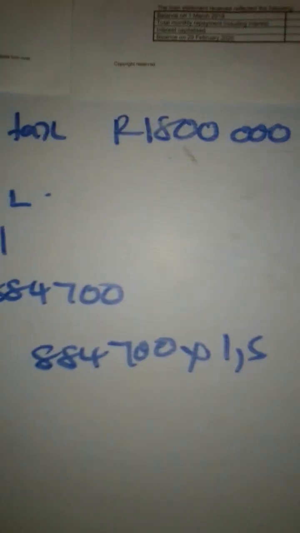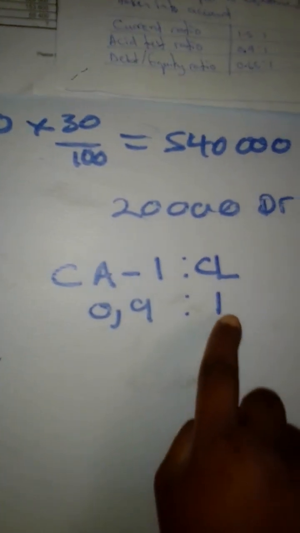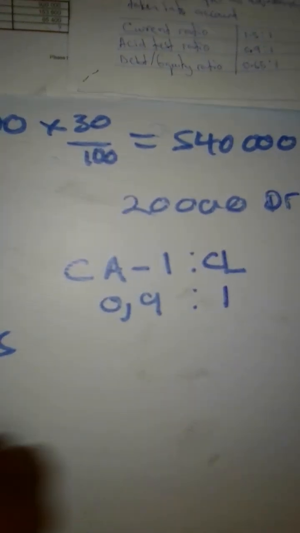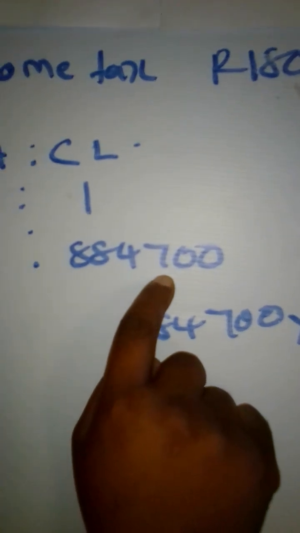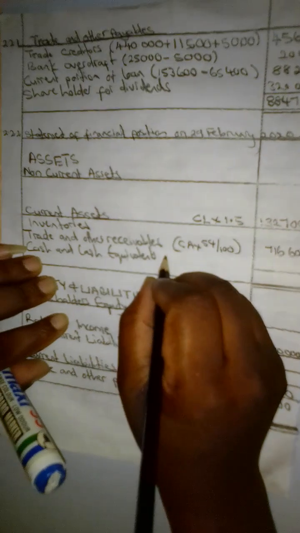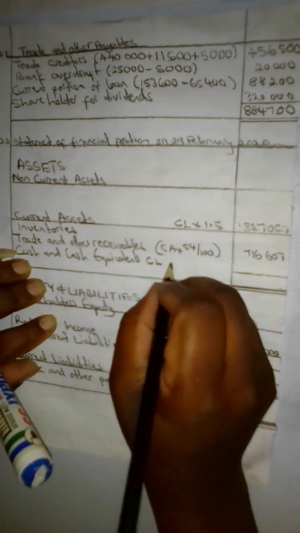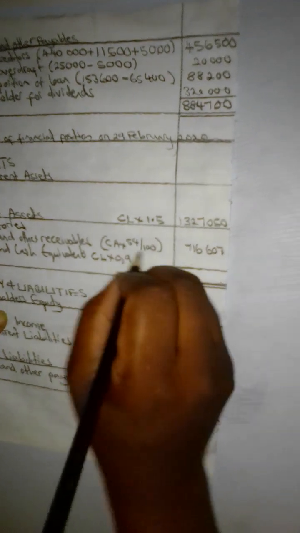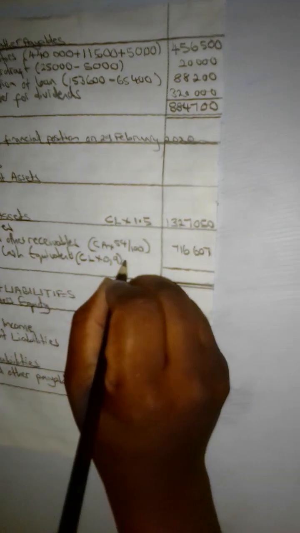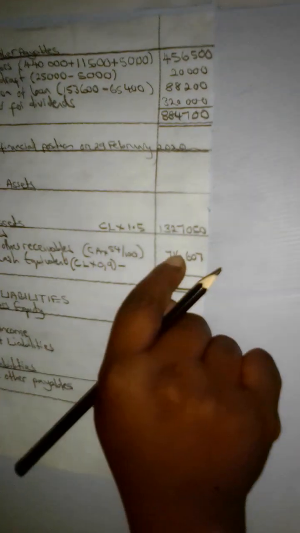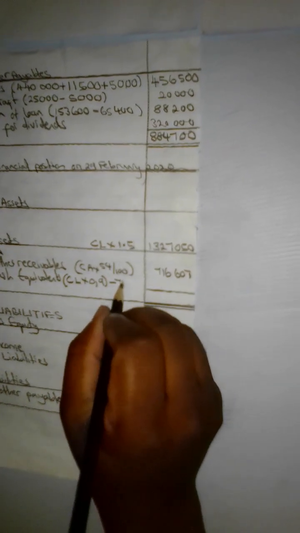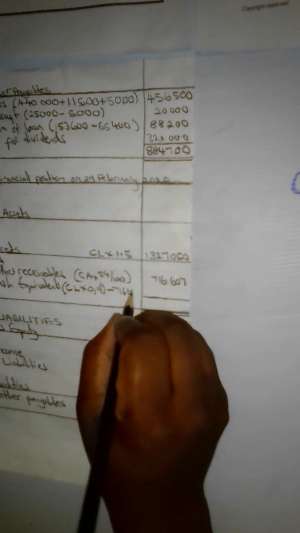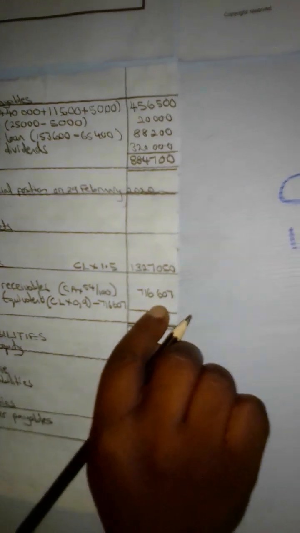So we are going to say it's 0,9 of the current liabilities. How much are the current liabilities? 884,700. So I'm going to write it here on the answer book to say current liabilities multiplied by 0,9. The answer that I get, I'm going to say minus the trade and other receivables, 716,607. It will give me the cash and cash equivalents. I hope you have understood that one.